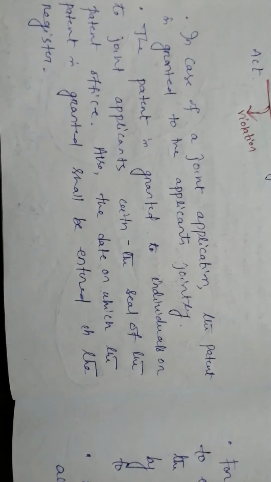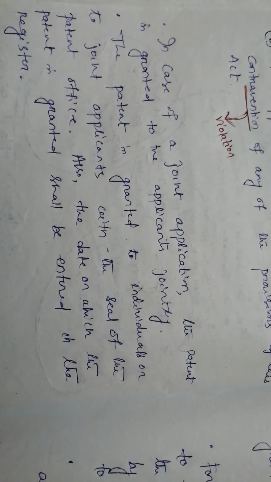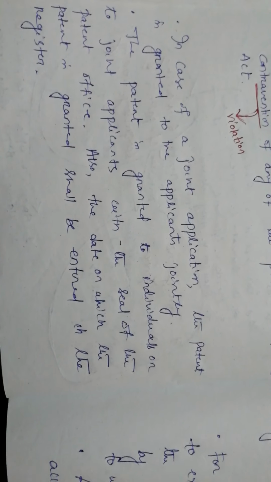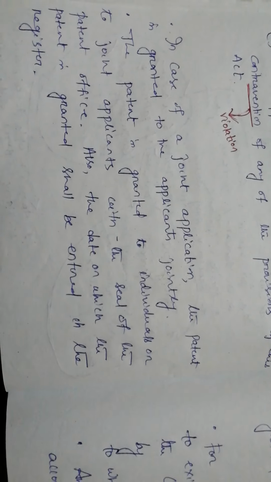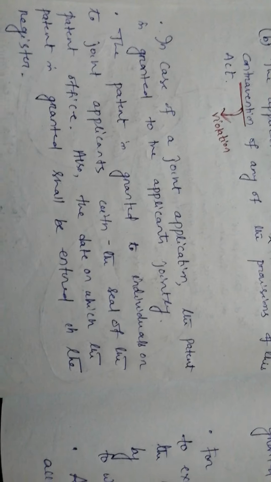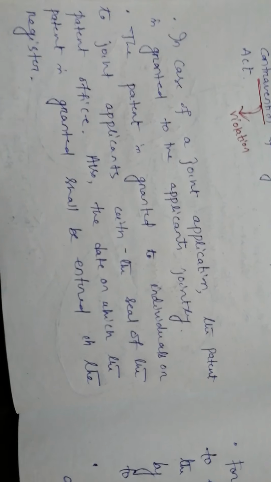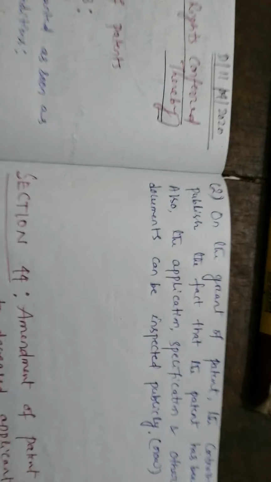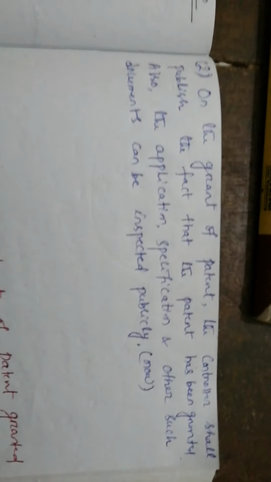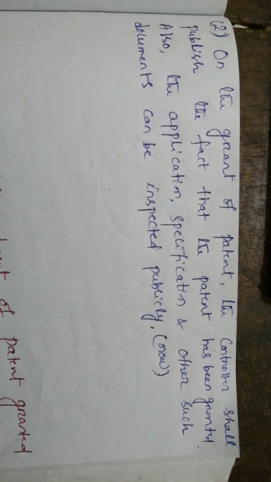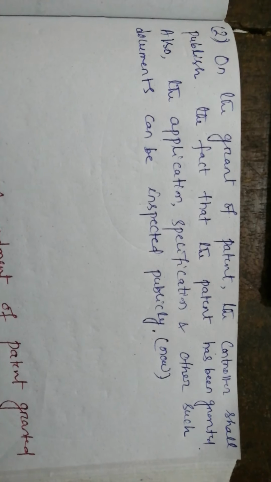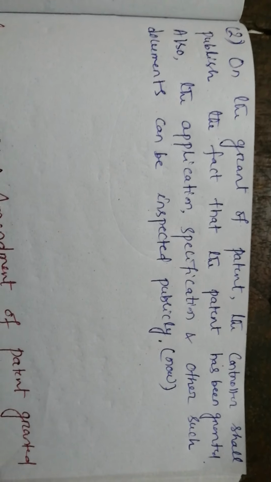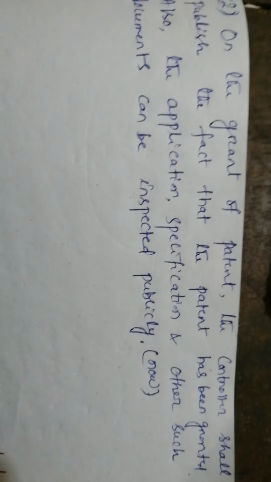Fine. Next. In case of a joint application, the patent is granted to the applicants jointly. The patent is granted to individuals or to joint applicants with the seal of the patent office. Also, the date on which the patent is granted shall be entered in the register. These are the requirements, or these are normally done. Subsection 2 says, on the grant of patent, the controller shall publish the fact that the patent has been granted. Also, the application, specification and other such documents can be inspected publicly. That means now, in the current situation, it can be inspected publicly.